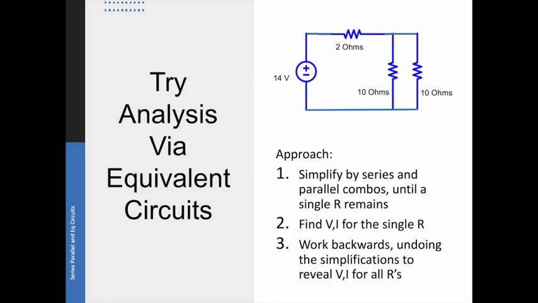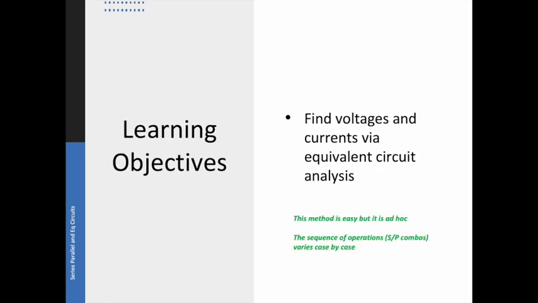So we went through this process of analysis by equivalent circuits. First thing we did was to simplify by series and parallel combos until a single resistor remained. We found the voltage and current for that resistor. Then we worked backwards, undoing the simplification step by step to reveal the voltage and current for each of the resistors in the circuit. It's a pretty nice technique. It will reveal all the voltages and currents. It's easy to do. The calculations are simple.